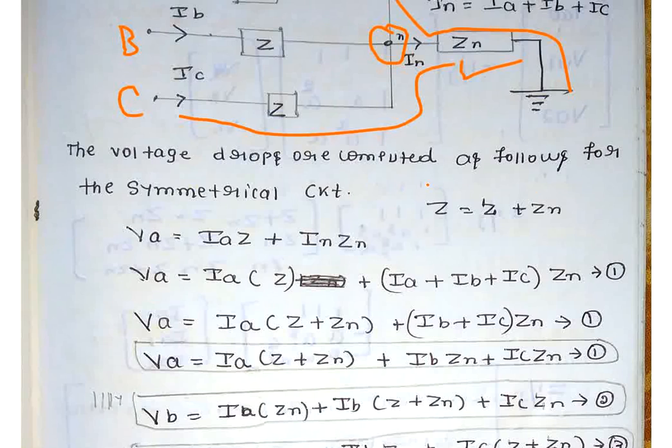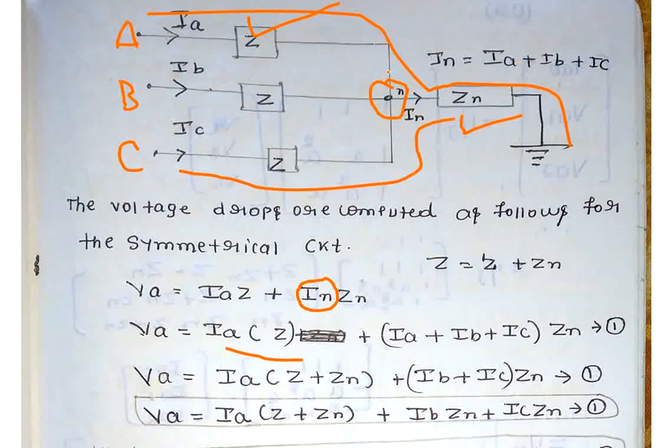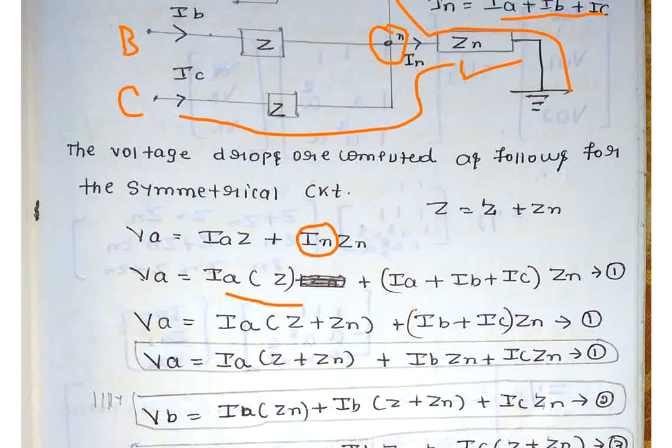The voltage drops are computed as follows for the symmetrical circuit. VA equals IAZ plus IN into Zn. Now what is IN? IN is IA plus IB plus IC, the sum of the phase currents. So instead of IN, I will write IA plus IB plus IC, multiplied by Zn.